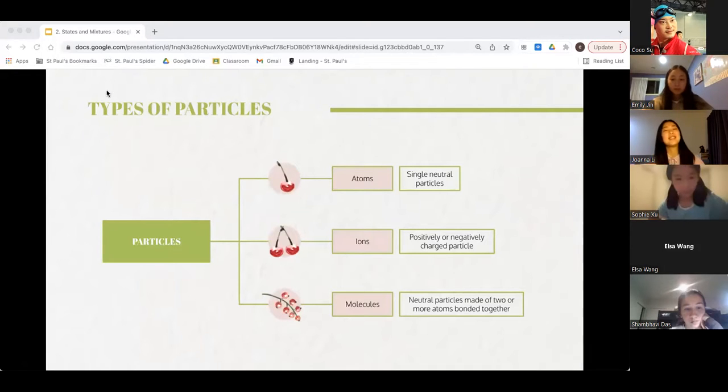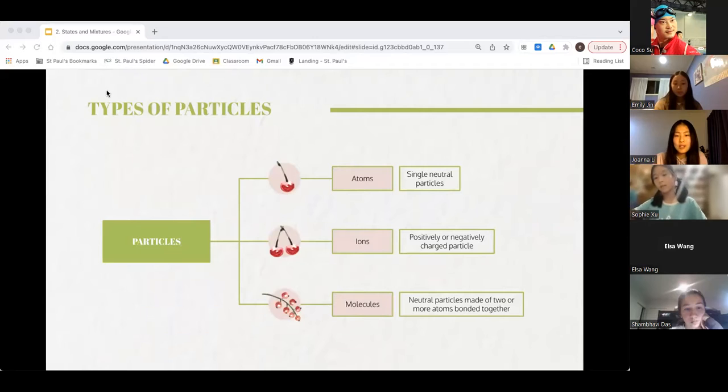As you can see on the slide here, an atom is just your singular particle and it's neutral, so it has no charge, versus an ion, which is an atom but with a charge. The molecule, again, is something different: it's two or more atoms bonded together, so they are chemically combined. We'll explain more about molecules later on when we get through these slides.